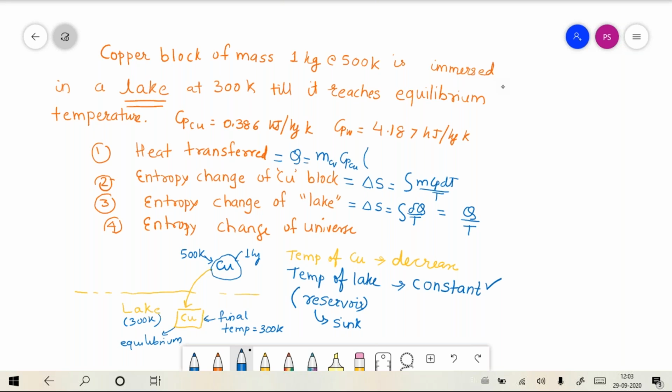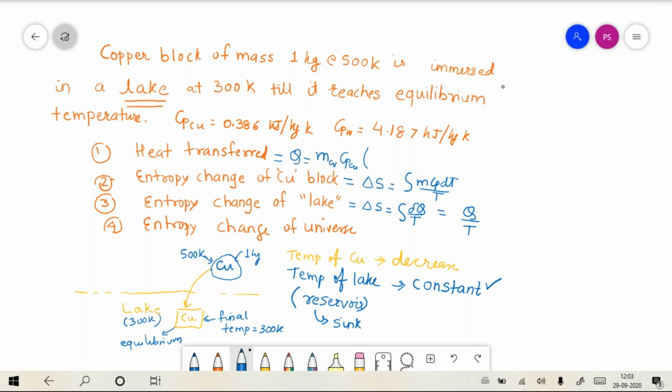So you have to understand this clearly, that the copper block was at 500 Kelvin. When it cools, its temperature becomes 300 Kelvin. The lake initially was at 300 Kelvin. Even after the copper block is immersed in the lake, the temperature of the lake would not change. It would remain 300 Kelvin.